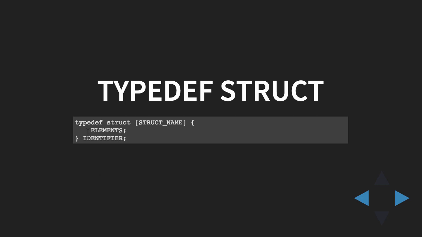Now, the other thing you can do is you can go typedef struct and then just tack on the identifier, so that way you don't have to say struct name everywhere. This is a common idiom. Some people who code C hate this idiom, so keep that in mind.